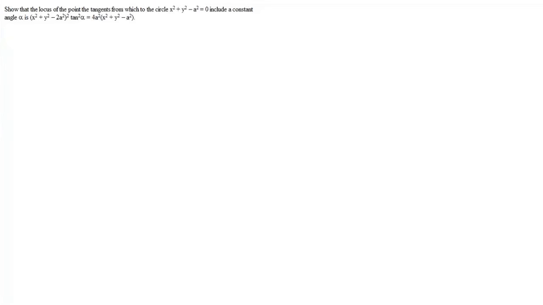Now here the question is, show that the locus of the point, the tangents from which to the circle x square plus y square minus a square equals 0 include a constant angle alpha, is the given equation. So we have this circle whose center is at origin and radius is a, and we have to find the locus of this point P. These tangents make this constant angle alpha. So here this angle will be simply alpha by 2.